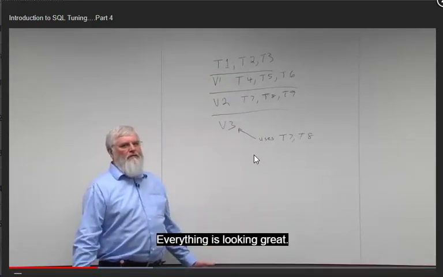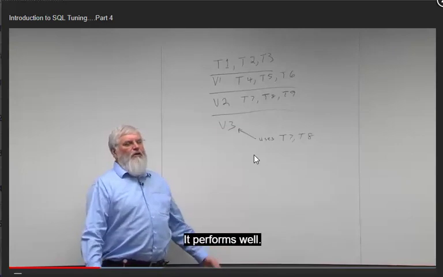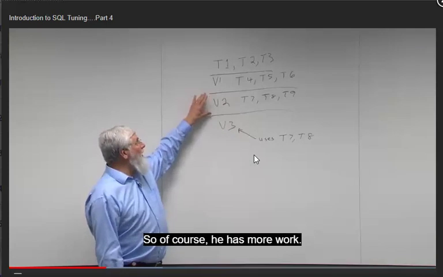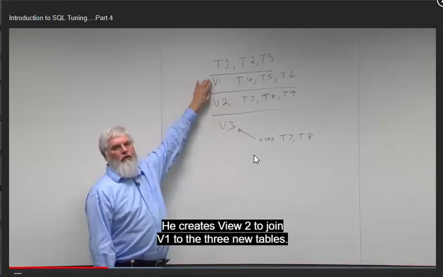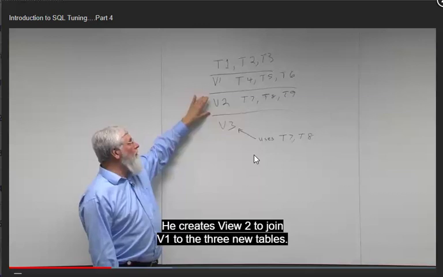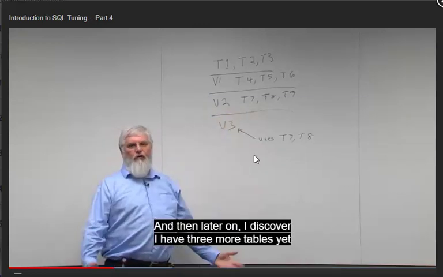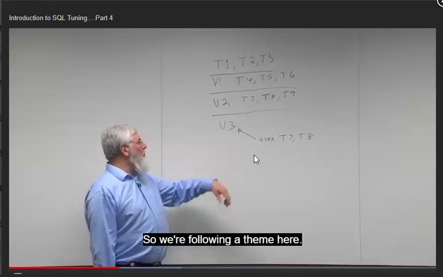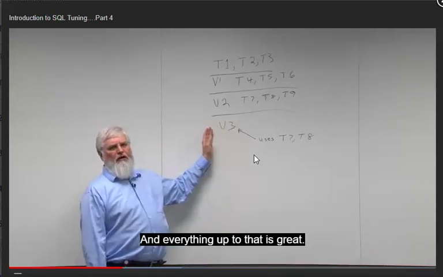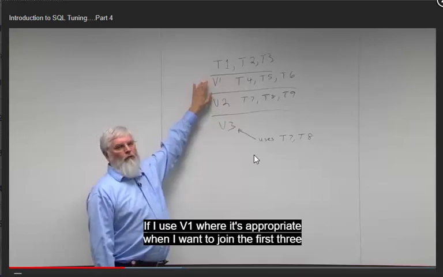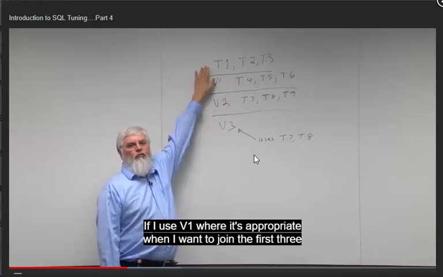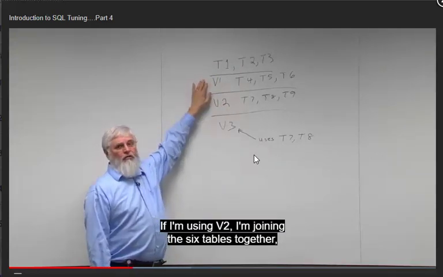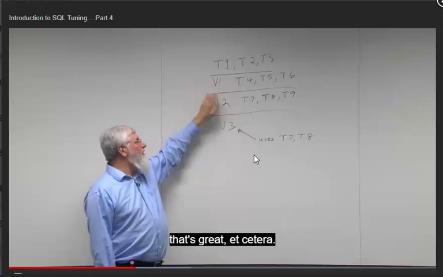Everything is looking great. That performs well, but sometimes we've got to be a little careful with how Trevor does things. So of course he has more work. He creates view 2 to join V1 to the three new tables. And then later on I discover I have three more tables yet I've got to join again. So we're following a theme here. So we're going to create V3, and everything up to that is great. If I use V1 where it's appropriate, when I want to join the first three tables together, that is great. If I'm using V2, I'm joining the six tables together, that's great, etc.